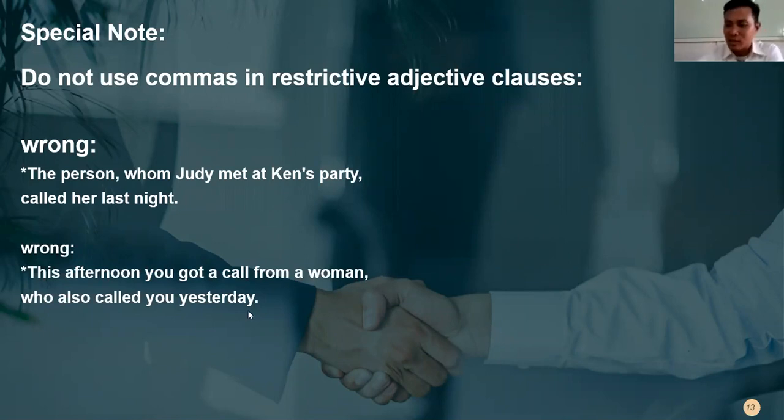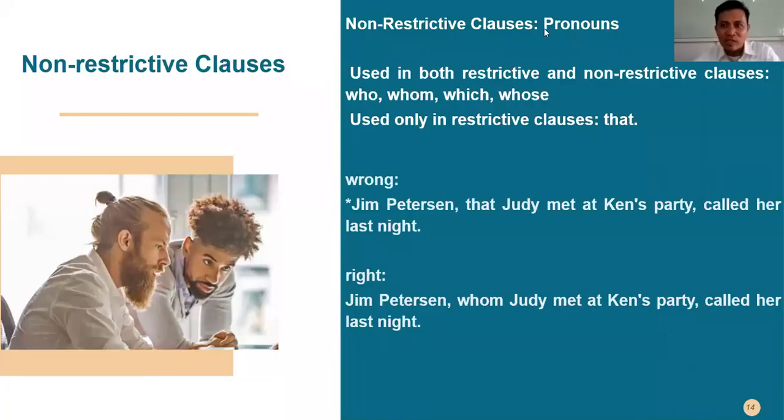Okay, so these two sentences are wrong. We should not use a comma here, okay? So non-restrictive clauses, pronouns, can be used in both restrictive and non-restrictive clauses. The relative pronouns who, whom, which, and whose we can use in both restrictive and non-restrictive clauses. I mean, this relative pronoun can be replaced by that when it is restrictive.